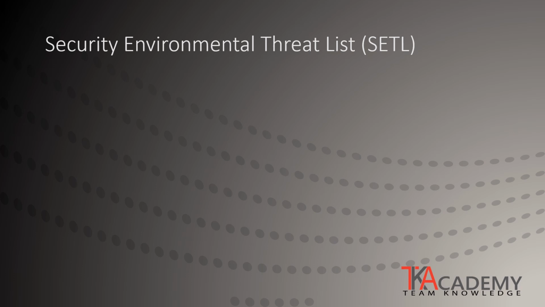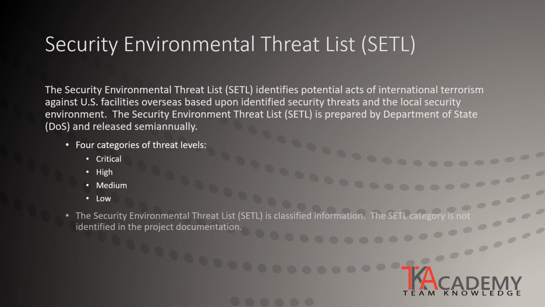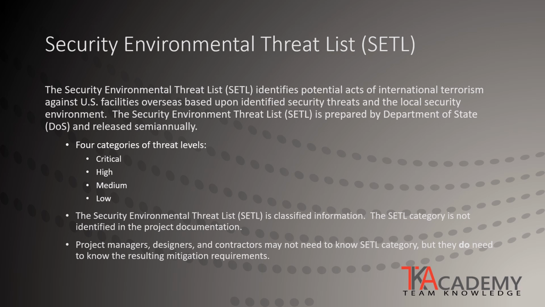Another source of influence on a SCIF, especially in facilities outside the United States, is the Security Environmental Threat List, or SETL. The SETL is prepared semi-annually by the Department of State. It identifies potential threats of international terrorism against the United States and rates the threat potential as critical, high, medium, or low. The details for determination of the threat category are classified information and are not shared with the project development team. However, the team must be made aware of the resultant mitigation measures, which are likely to become project requirements.